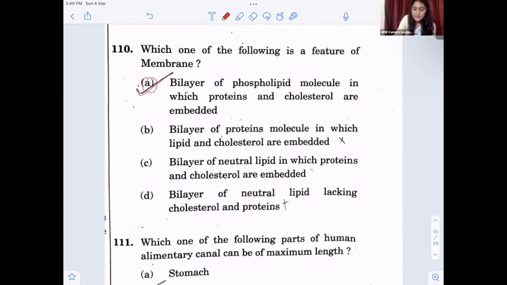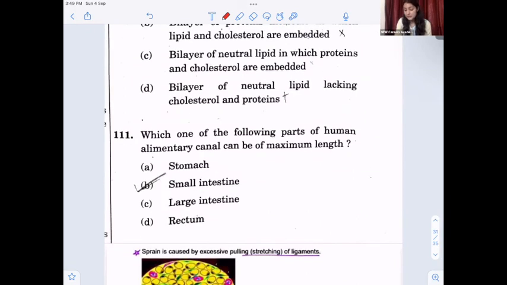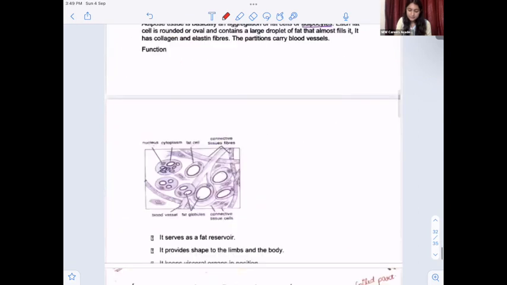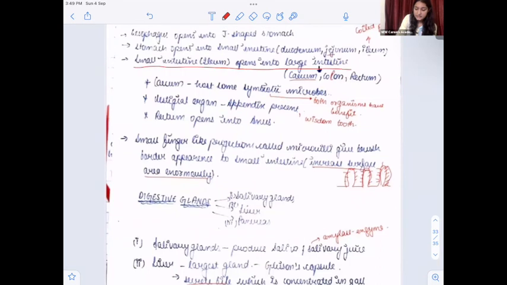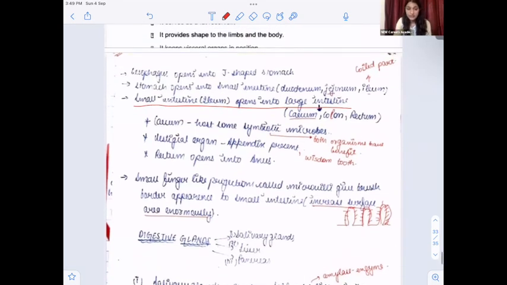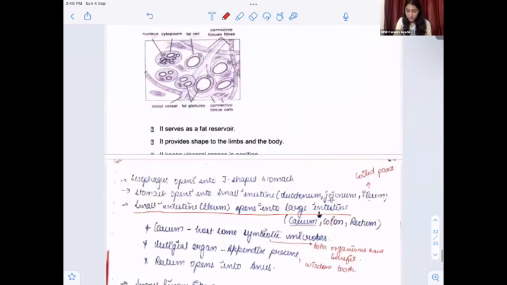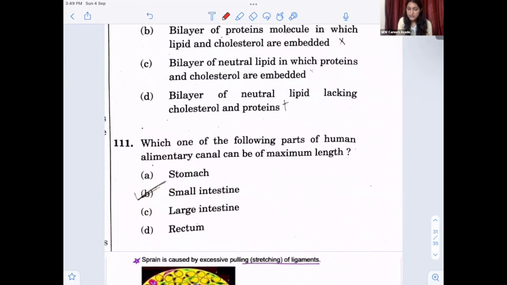Next, which one of the following parts of the human alimentary canal is of maximum length? So alimentary canal, small intestine. The large intestine is further divided into three: caecum, colon, and rectum. The small intestine is the longest part of the alimentary canal. So option B is correct.